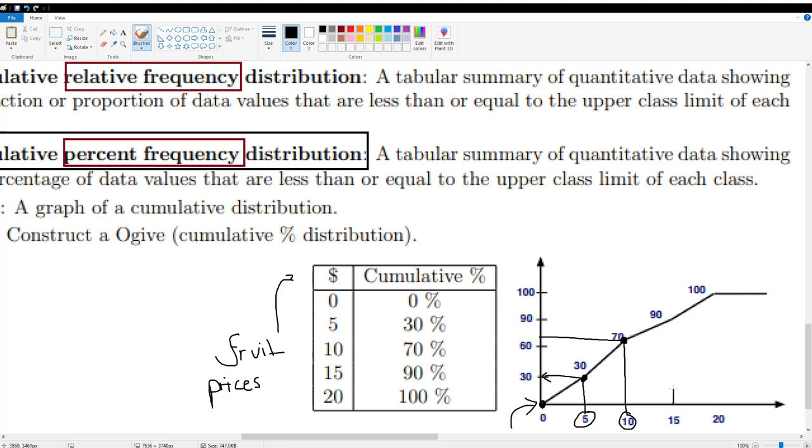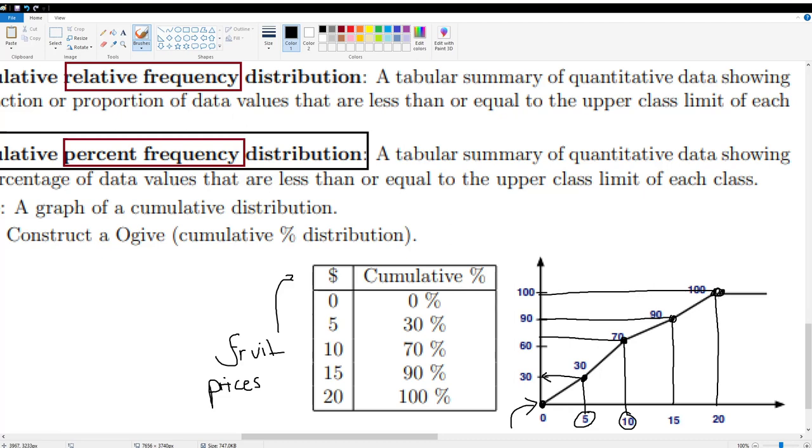The $15 fruits take us up to about 90%. And so therefore we have our coordinate pair there. And then finally, once we hit $20, we've hit all the fruits. I don't know what fruit you're buying at that point. That's $20, but hey, you can buy what you want.